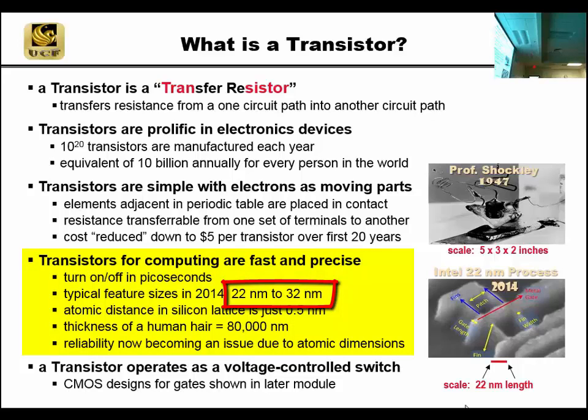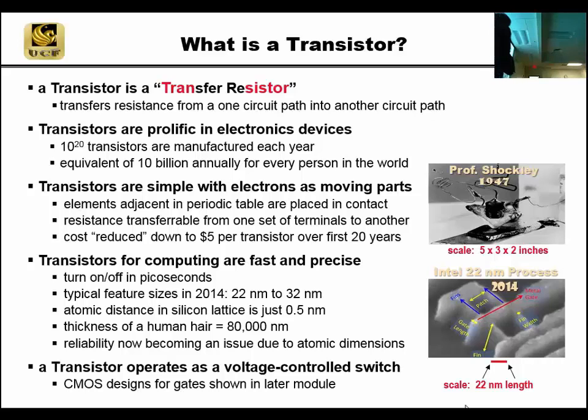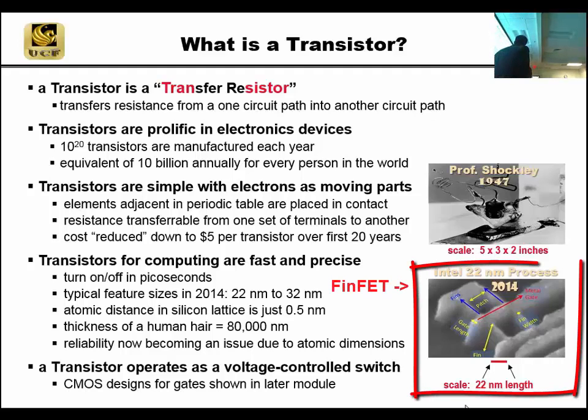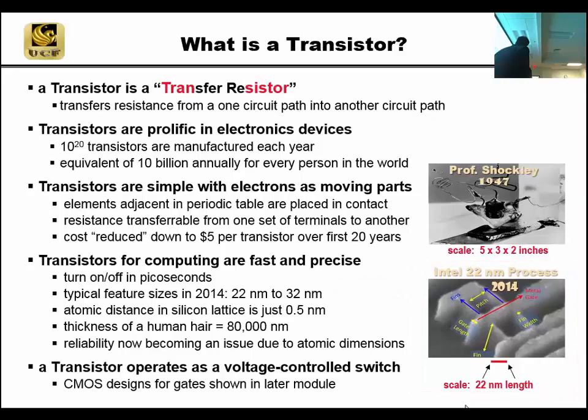Now we have 14 nanometer Broadwell. To calibrate yourself, a human hair is 80,000 nanometers, so you can imagine how many transistors are in the width of a human hair. The point is that reliability is an issue when we get to atomic dimensions. You can see here a scanning electron microscope image of Intel's process. They call it FinFET. These are only a few atoms wide. If you look at the silicon lattice, we're talking only 50 atoms wide to make some of these structures.